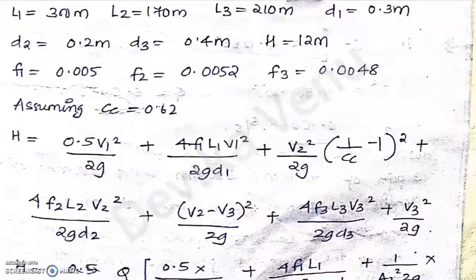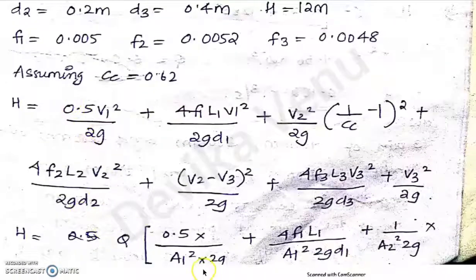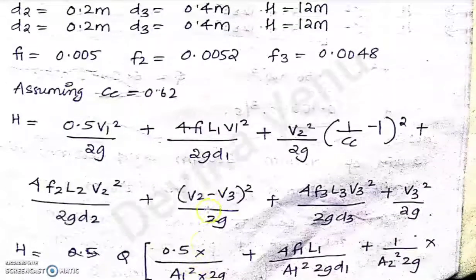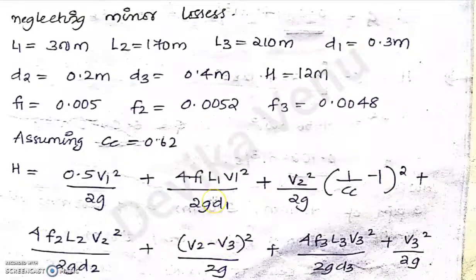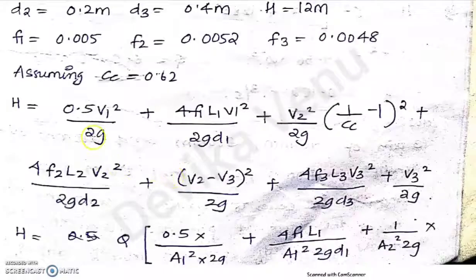Whenever you do a problem, first write down the given data, then draw a figure, then write down the equation. After that you have to show the substitution. I have written down the equation here, and I am looking at 0.5 V1 square by 2g.